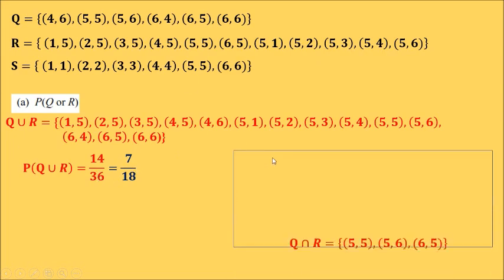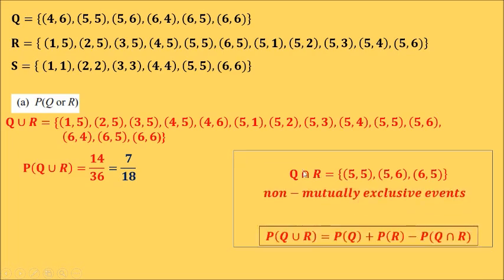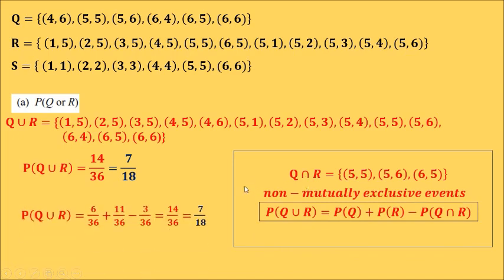Just a simple check. Q and R are non-mutually exclusive events. So here, the addition rule. We can check by using the addition rule, and by listing we will get the same value.